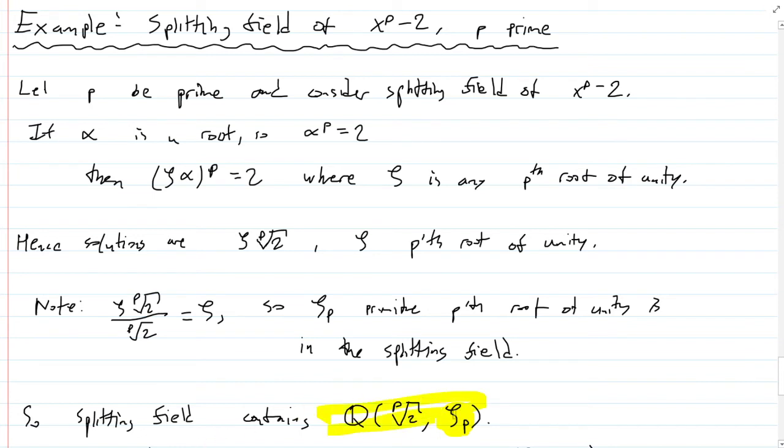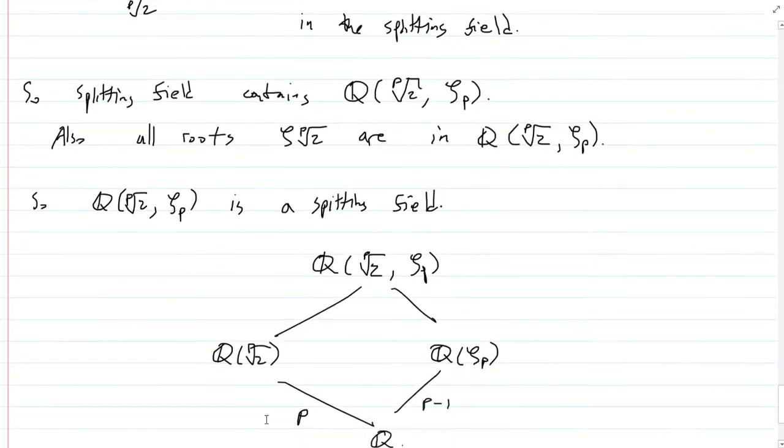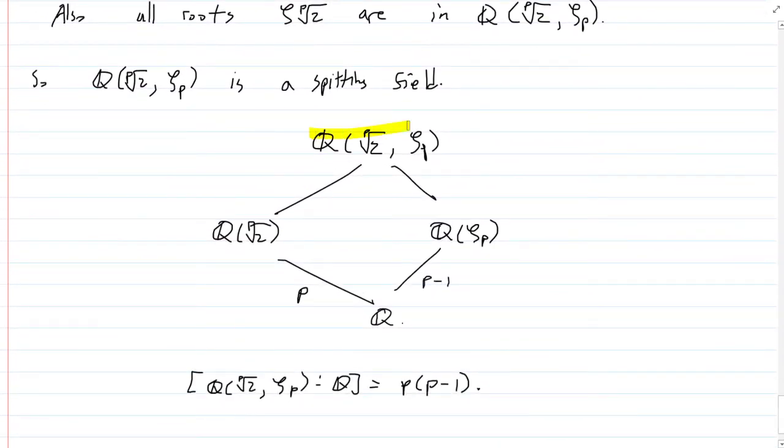So the splitting field contains this field, Q adjoin the pth root of 2 adjoin zeta_p, which is a primitive pth root. But also all of the roots are in this field, so this contains the splitting field. So the splitting field is contained in this field, and this contains the splitting field. So this must be the splitting field. And then finally, in this field, you have two sub-extensions, Q adjoin the pth root of 2 and Q adjoin a primitive pth root of unity.